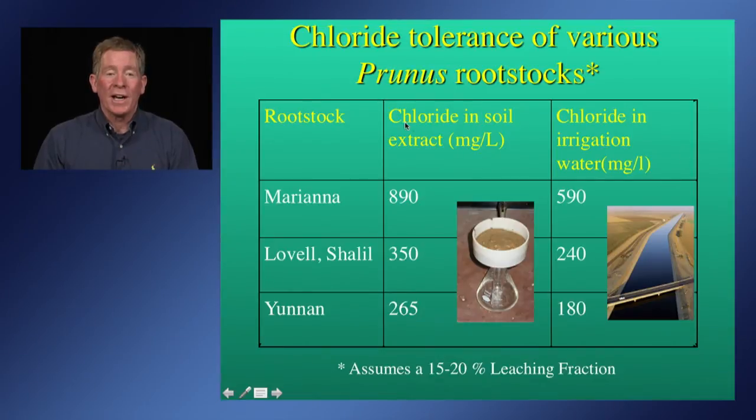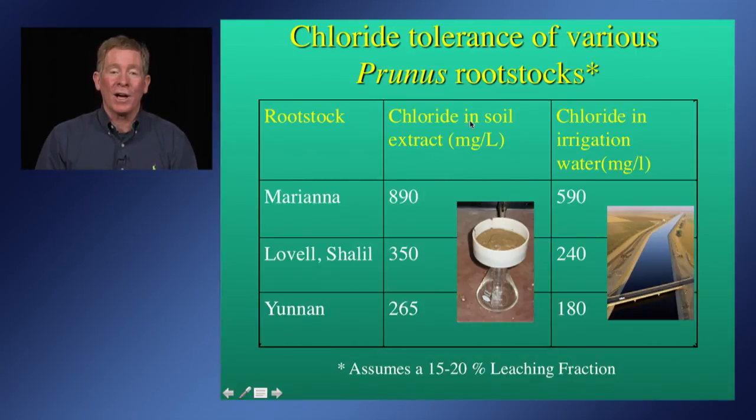Do we know any kind of values in terms of chloride toxicity for different tree crops? Well, here's a general guideline for chloride tolerance for various prunus rootstocks. These are older rootstocks, but nevertheless, this illustrates the importance of how the rootstock can influence leaf injury. These values here represent the maximum concentration beyond which injury will start to occur.